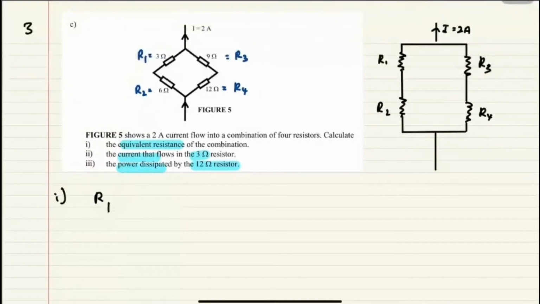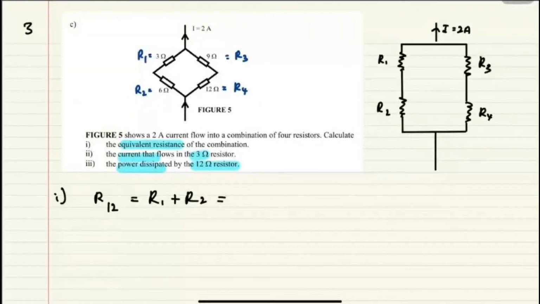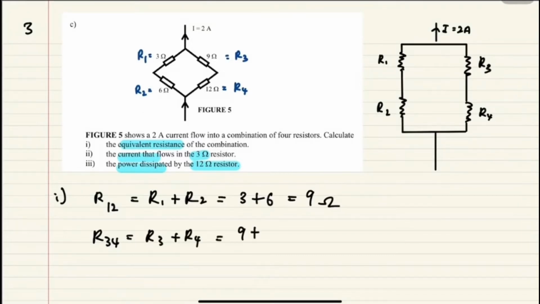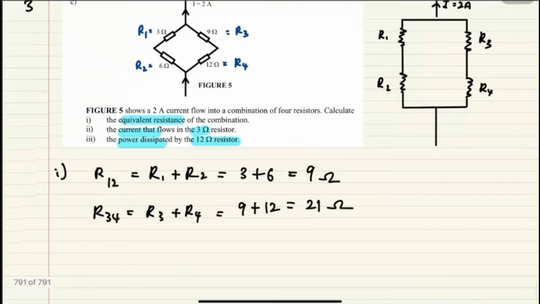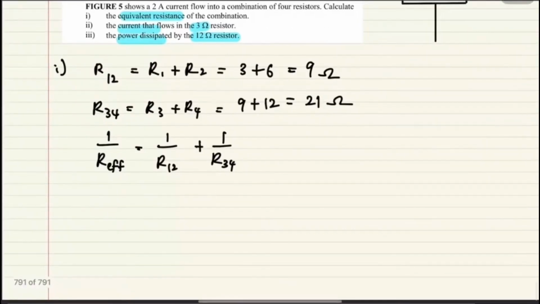So the combination of R12 is equal to R1 plus R2 because these ones are in series. So it will be 3 plus 6, which is 9 ohm. R34 is equal to R3 plus R4, which is equal to 9 plus 12. This one is 21. Betul. Okay. So if you want to calculate R effective, 1 over R effective is equal to 1 over R12 plus 1 over R34 because they are in parallel to each other.